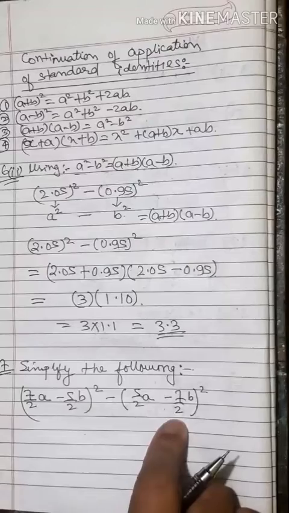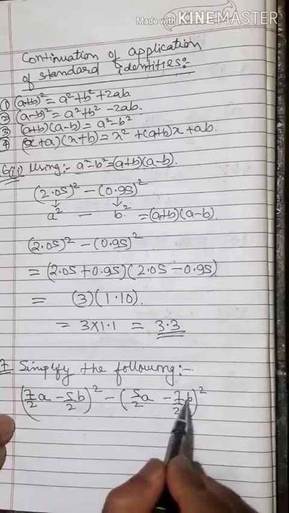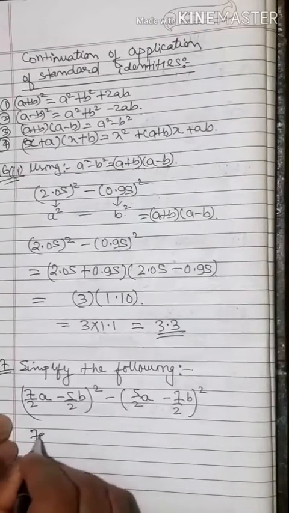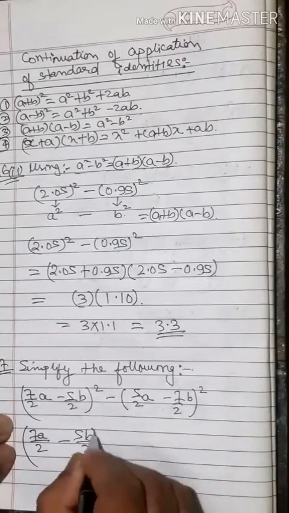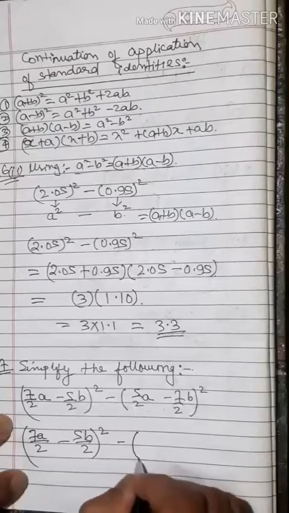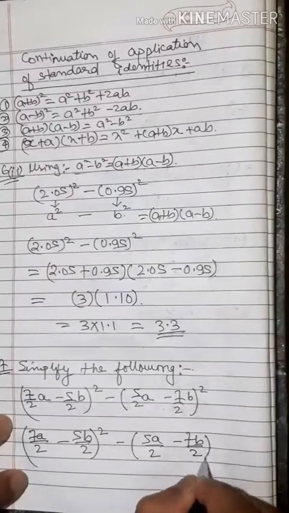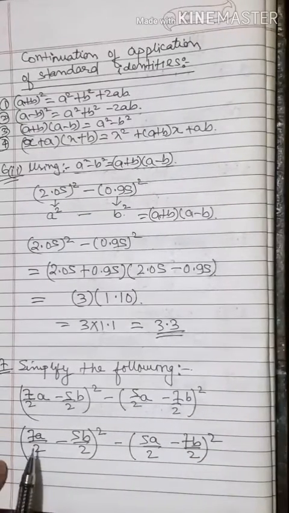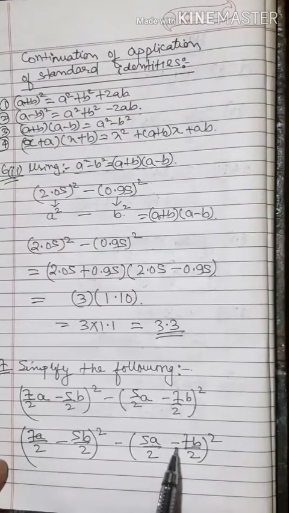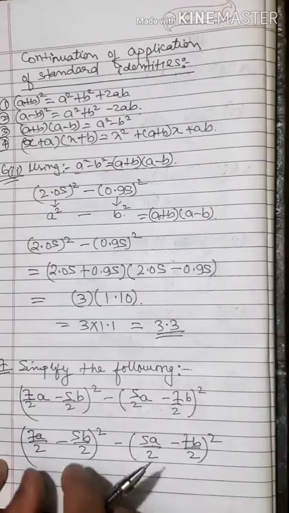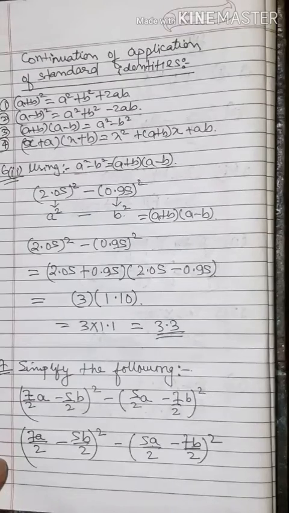Now we need to simplify this. Before we simplify, let us write this in a simpler fashion. This is (7a by 2 minus 5b by 2) whole square minus (5a by 2 minus 7b by 2) whole square. Now this is in the form of (a minus b) whole square minus again (a minus b) whole square. So we will expand this separately, and then we'll try to simplify it.